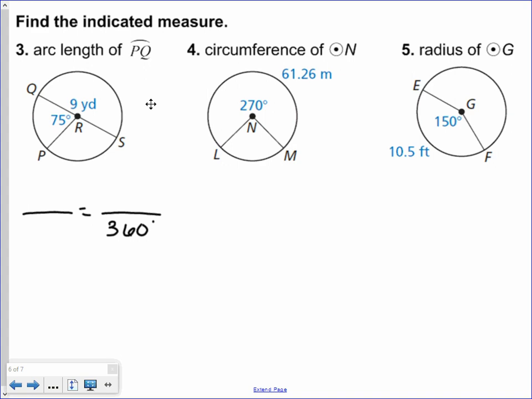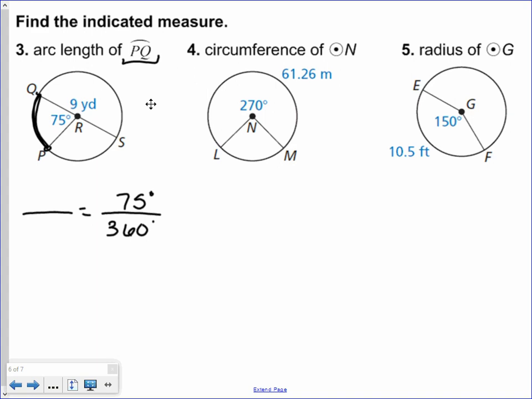Always pay attention to what arc they're asking about because, and like this one's okay, but sometimes they could give you a different measure and then you need to find the measure first. But what's the arc measure of PQ? 75. So we're okay there. But if they had asked for like QSP, you would have to do like 360 minus 75.